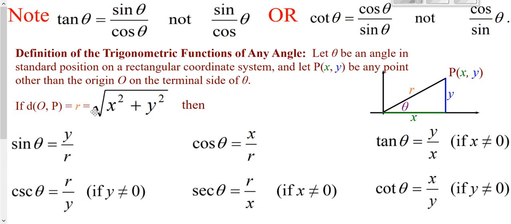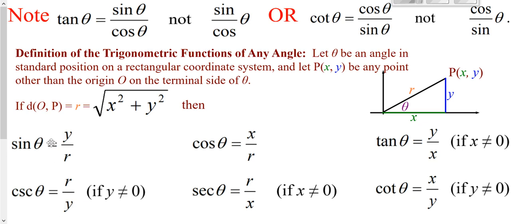Remember that. Now, being a right triangle, we could use Sohcahtoa. Here's our angle. Sine would be opposite of the y over r, and that's what we have here. We could do Sohcahtoa. Here's our angle, here's our adjacent of x over r, which we have here. And we could do tangent, which would be our opposite of y over our adjacent of x, which is here. Now it says x can't be equal to 0 because remember you can never divide by 0.